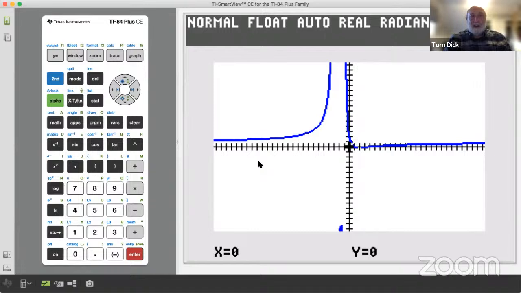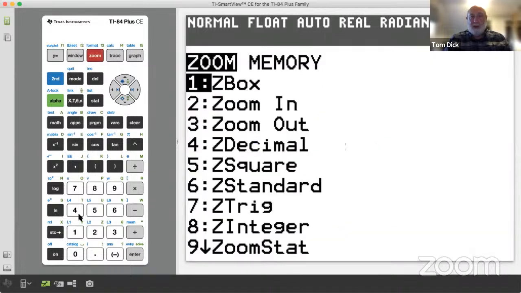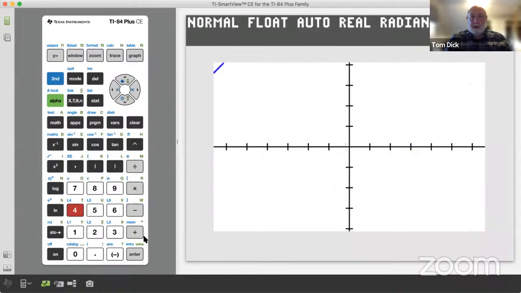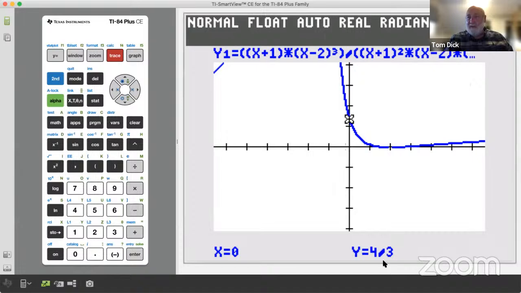All right. And I just wanted to point out, I'm going to go back to my original picture, zoom decimal, and just wanted to trace over to, oh, look at that. Because I had that written in the vertical fraction form, notice how the y values are being reported here. They're actually being reported out as fractions. So when x is 0, y is 4/3.